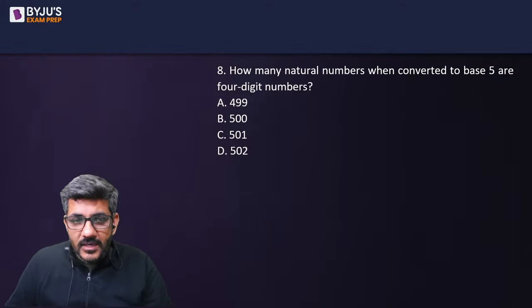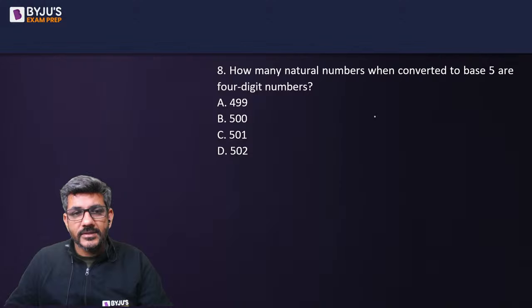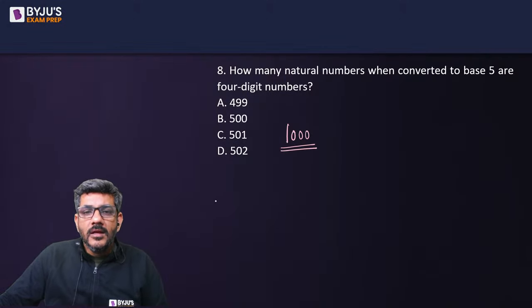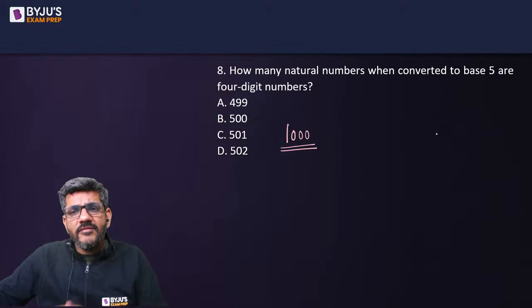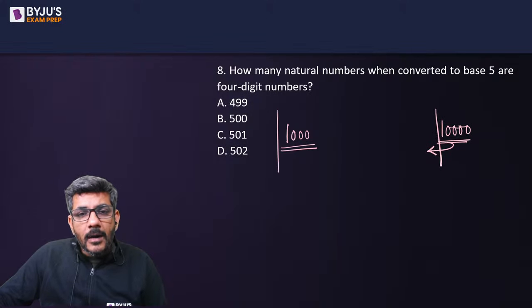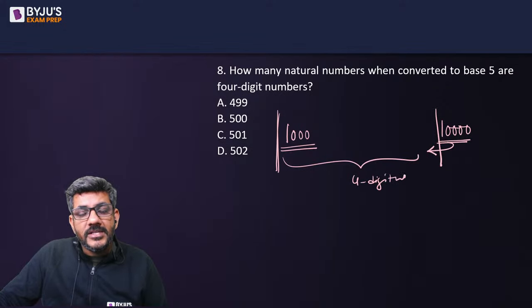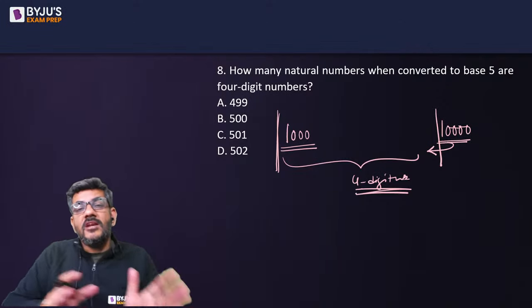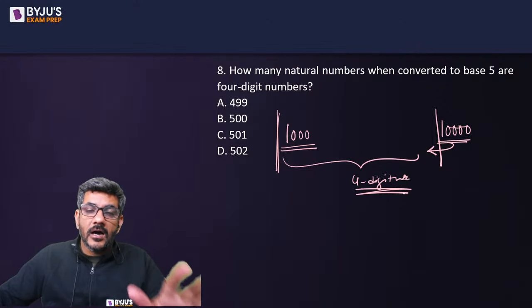How many natural numbers when converted to base 5 are 4-digit numbers? अब base 5 में अगर मैं 4-digit numbers की बात करूं, the smallest 4-digit number in base 5 will be 1000, and the largest 4-digit number, rather than finding out the largest 4-digit number, I can say the smallest 5-digit number is 1 के बाद 4 times 0. So all the numbers below it, up to 1000, these are all those numbers which are 4-digit numbers in base 5. I hope you got my point. Below 10,000 of base 5, greater than or equal to 1000 are all those numbers which are 4-digit numbers in base 5.